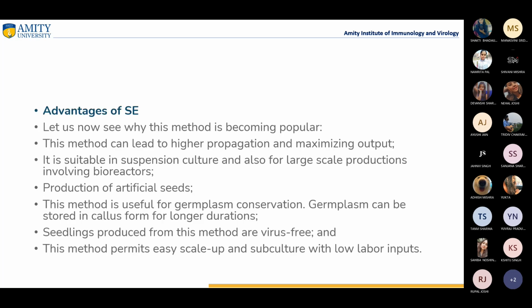So advantages we have discussed already. Higher propagation, maximizing output. It is suitable in suspension culture and also for large scale production, which involves bioreactors also. So certain secondary metabolite production, all those things, we can go for this, right? Artificial seeds can be produced. Germplasm conservation, as I told you. Then seedlings can be pathogen free. This we have discussed. This method also permits easy scale up and subculture with low labor input. So it is economic also.